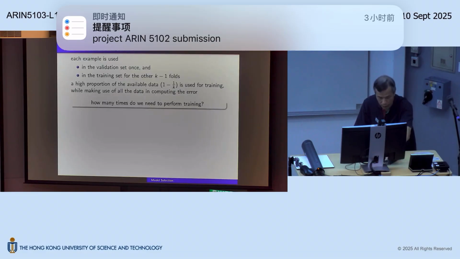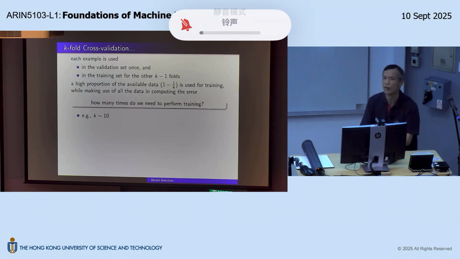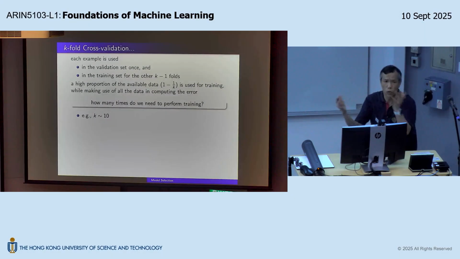So in practice, that depends on the data set size. The problem with a large k is what? You can use a large k, right? So what's the problem with a large k? The validation set is very small. Say you have 1 million samples, and then you do 100-fold cross-validation.